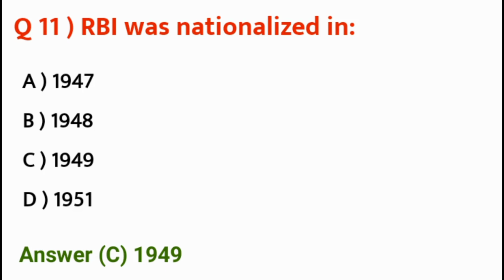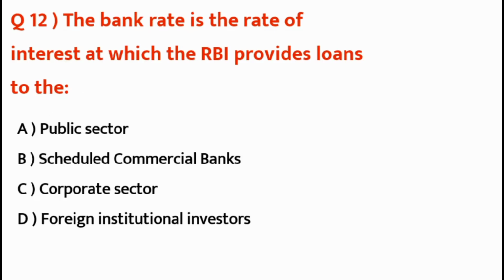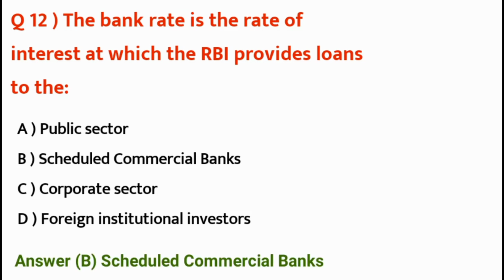Next, question number 12. The bank rate is the rate of interest at which the RBI provides loans to the. These are the options, and the correct option is option B, scheduled commercial banks. So RBI provides loans to the scheduled commercial banks. The bank rate.